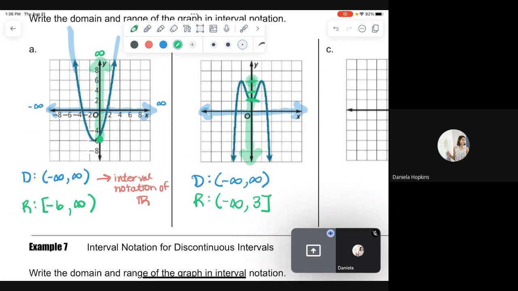Just a little hint. I had students really struggle with this last year, especially with the range. Sometimes they wanted to say like 2 to negative infinity. Negative infinity is always a minimum. It should always be in the left spot. Positive infinity is always a maximum. It should always be in the right spot if you have to put those two.